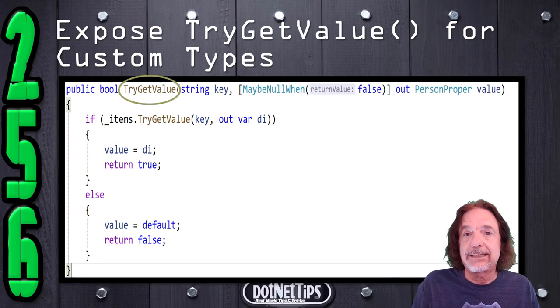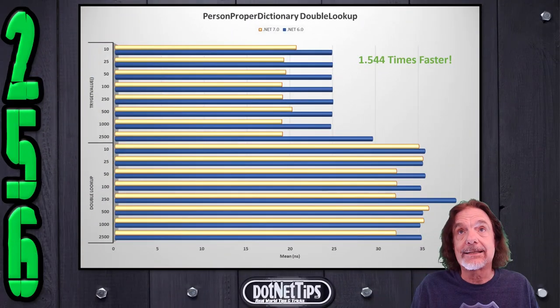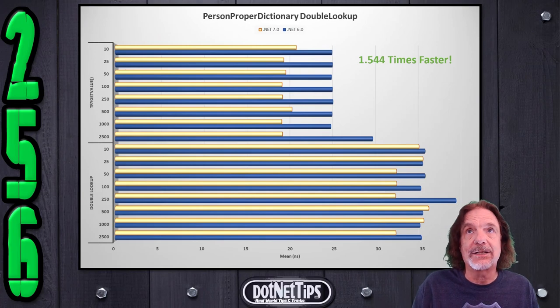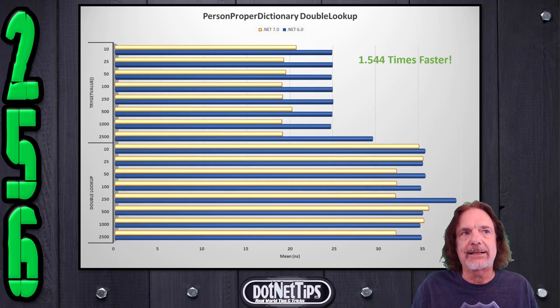And this is basically, I just stole this from the .NET code itself. This is how they implement TryGetValue. In this case, in this custom type, you can see here, it's 1.544 times faster if you use TryGetValue instead of the ContainsKey with a double lookup.